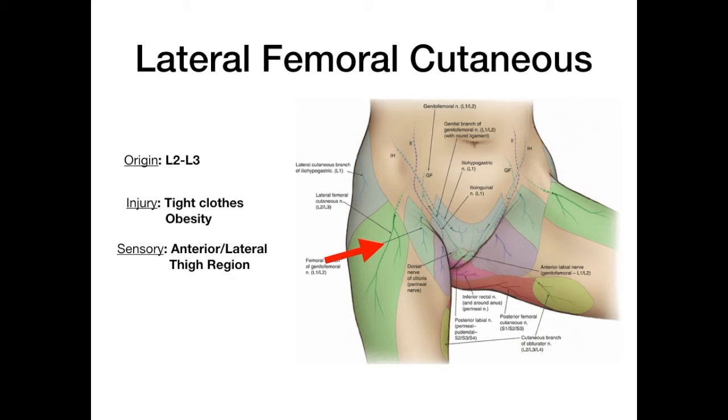It originates from L2 to L3, and the injury to the lateral femoral cutaneous nerve is typically either someone who wears way too tight clothing, so it squeezes that nerve as it comes off, or obese patients with a very similar mechanism of there's just not enough space there, so the nerve, which sits somewhat superficially, can be pinched very easily. So how do you memorize this?